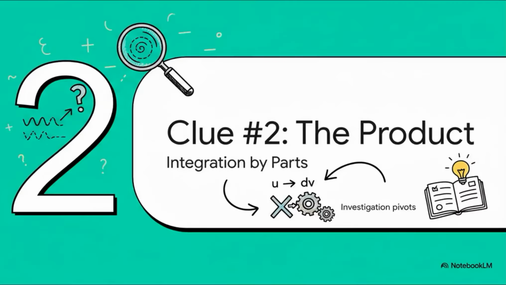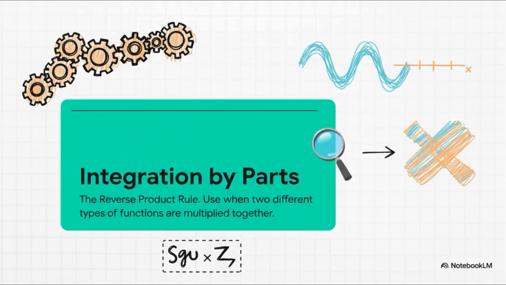But what happens if you run that test and the clues just don't add up? What if that derivative is nowhere to be found? Well, that's when our investigation pivots. We don't just give up, we move on to our second lead suspect, integration by parts. And, just like u-sub was the reverse chain rule, integration by parts is the reverse product rule.